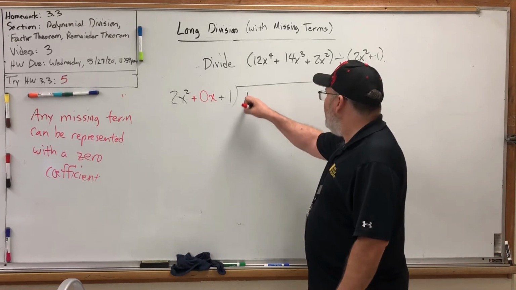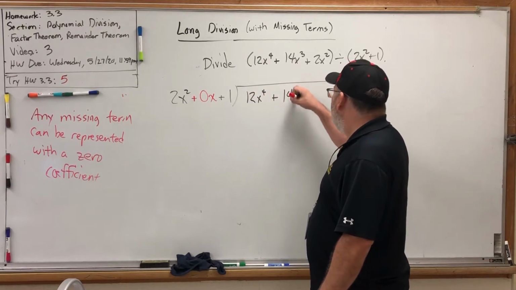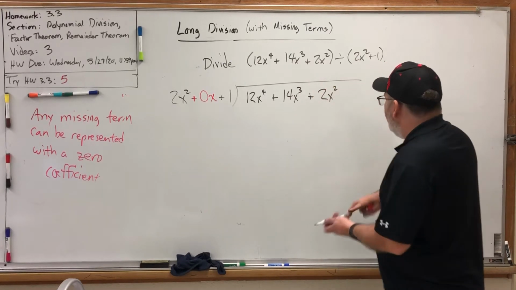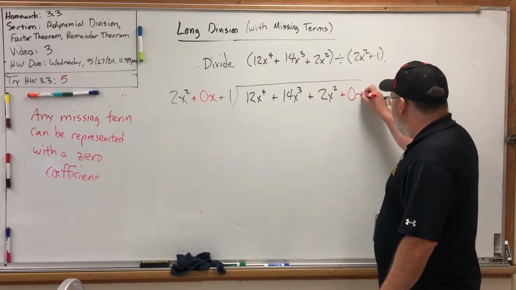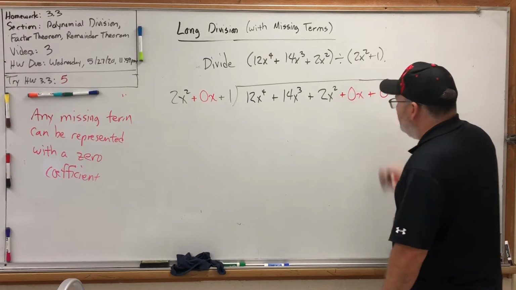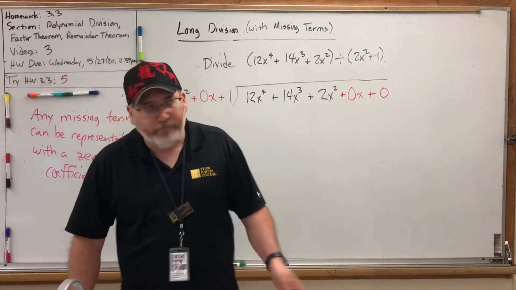So we do have a 12x to the 4th, and we do have a positive 14x to the 3rd, and we do have a positive 2x squared. But there are no x terms, and there is no constant term at the end. I know it makes the problem longer, but it guarantees that all like terms will line up.